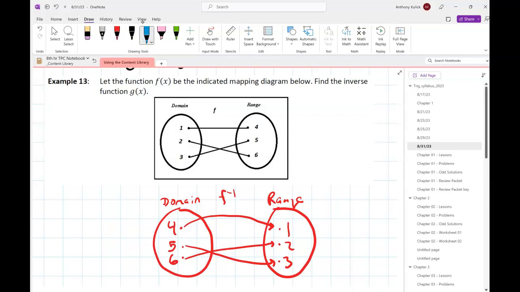Yay! That was so hard, Mr. Kulik. I basically just turned the thing around and it's done. Yup, it's that easy. Quick question before we move on to the next thing. Is f inverse a function? Yes. All the x's are used, and they're each used one time, right?